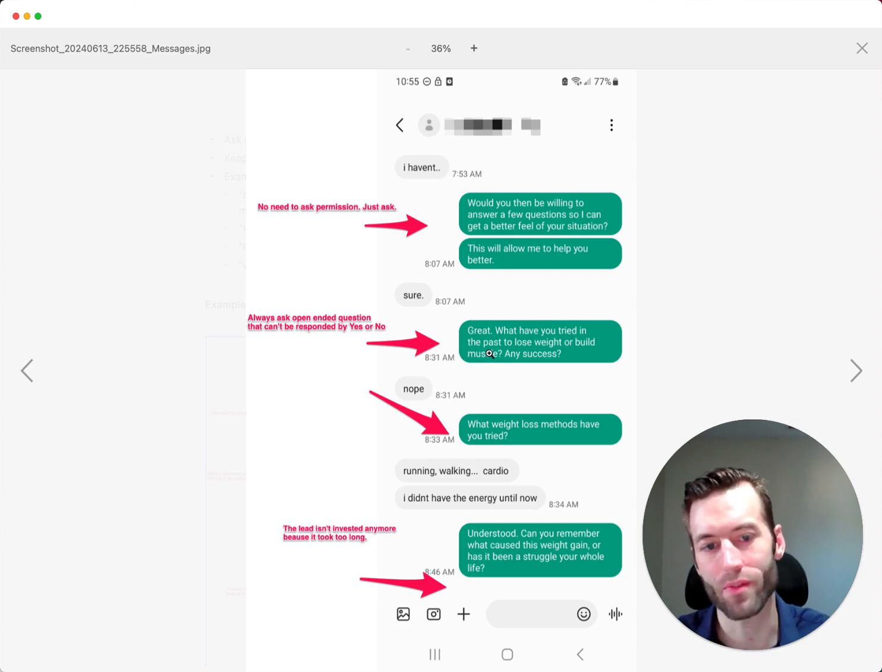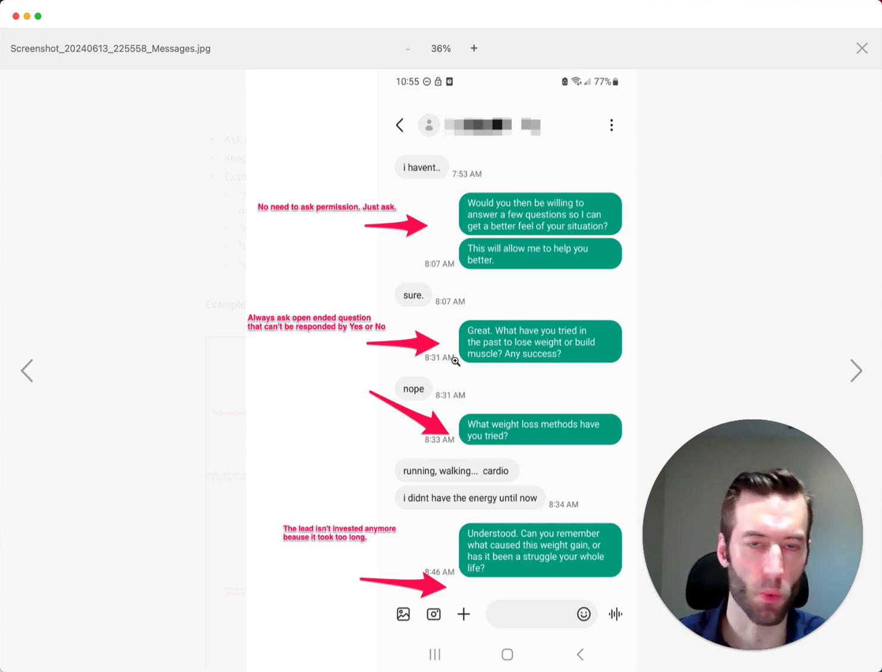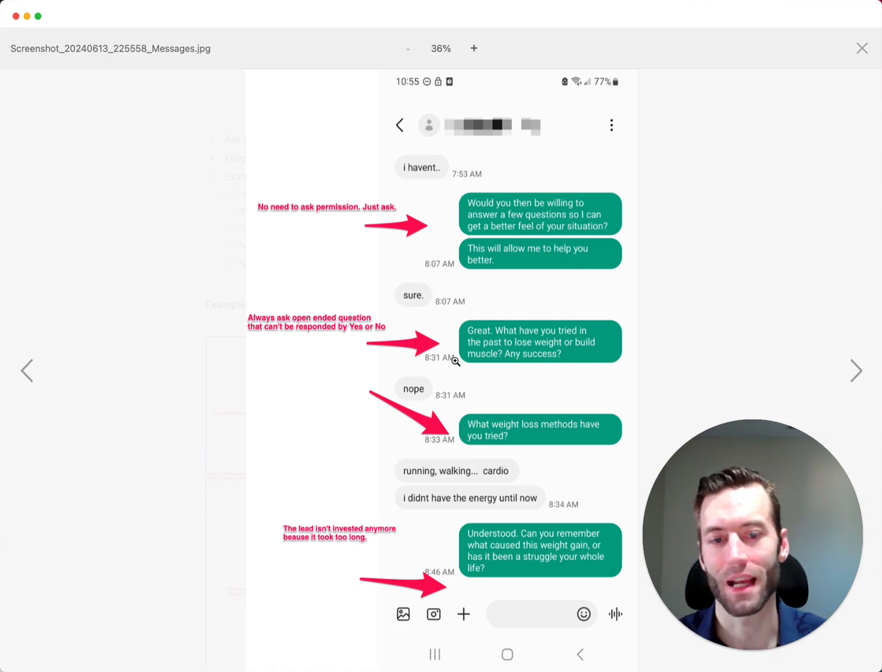The second one is, he responded, "Sure, you can ask me a question," and he said, "Great, what have you tried in the past to lose weight or build muscle? Any success?" So these are two questions. Always just ask one question. Otherwise, it's confusing, and we don't know which one to respond to. In this case, you respond to the last one, and you could respond with yes or no. So this is very bad because you have nothing to work with, and slowly but surely, you're losing the interest of your leads.